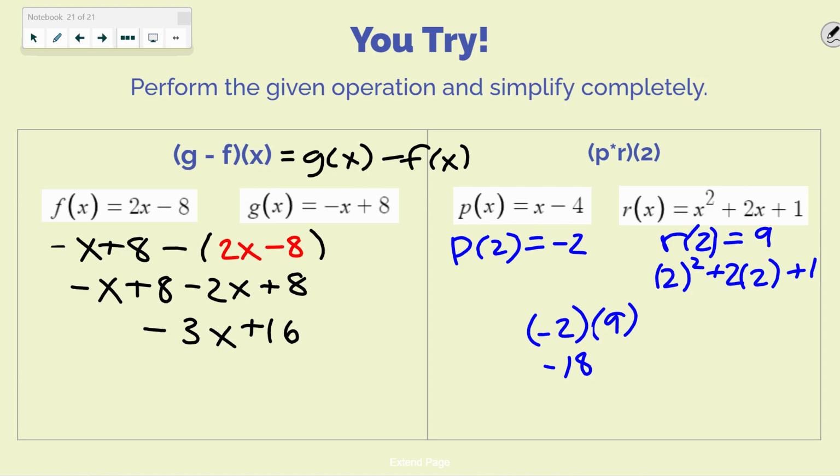Your next question said, hey, do p of 2 and multiply it by r of 2. So plugging in 2 for both, multiplying it together, you'll get negative 18. What questions do you guys have here before we have the very last little bit of new information? Same thing. Like if this was a division symbol, you just have negative 2 over 9 instead.